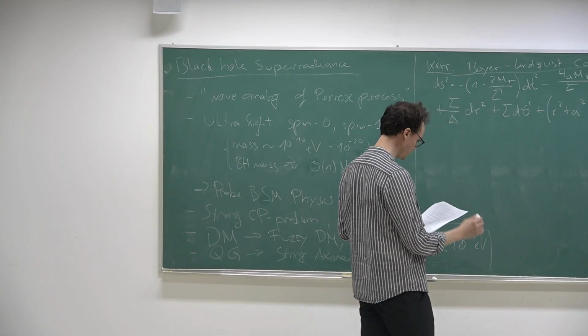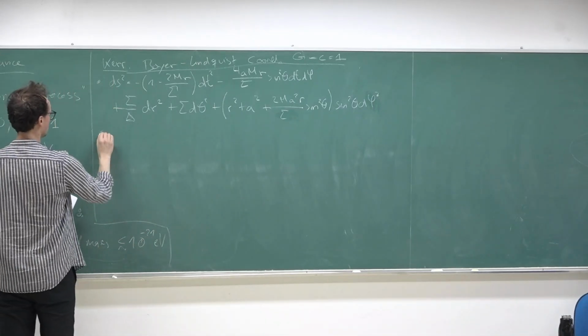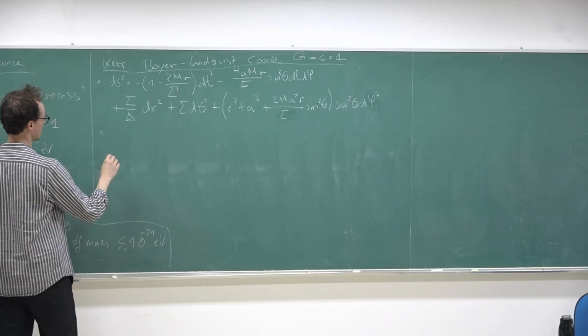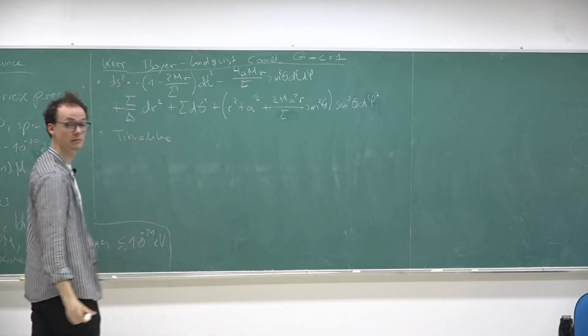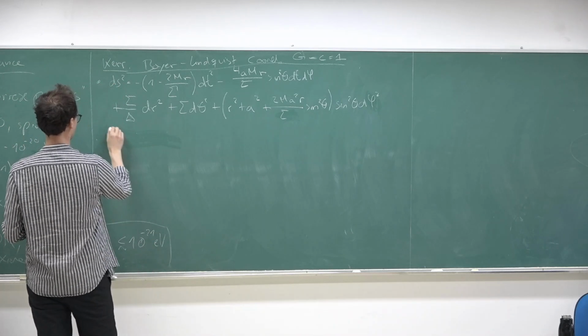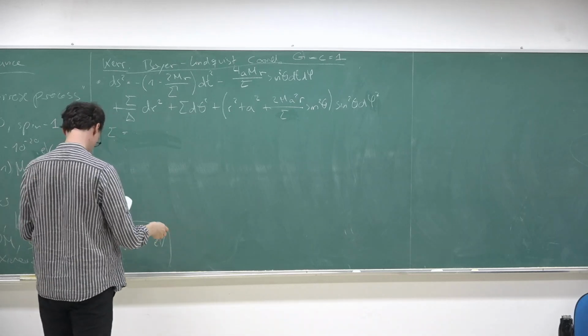Right, so what do we need to know about Kerr? We need to know that there's a time-like Killing field. You forgot to specify the sigma, the delta. I did, yes, thank you. Right, what are the sigma and delta?